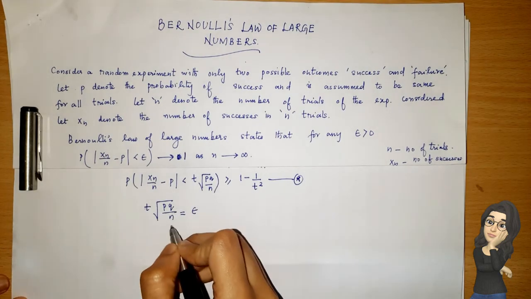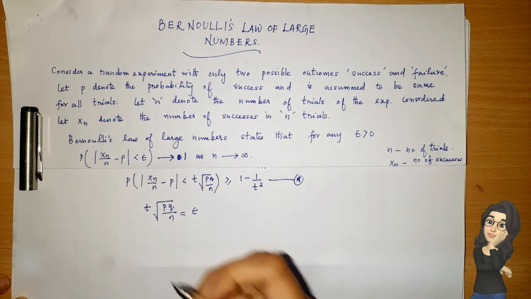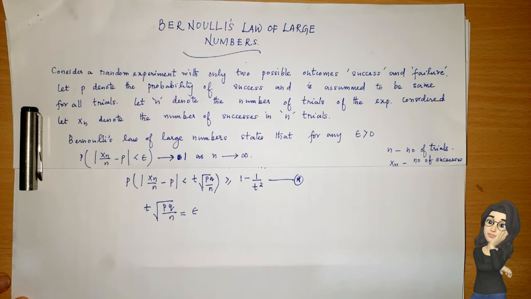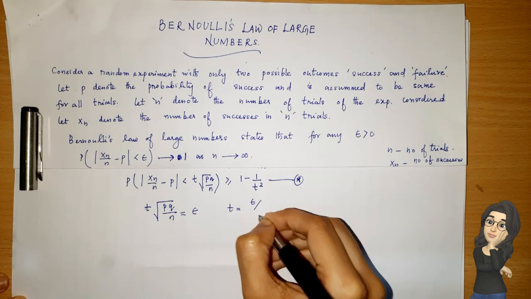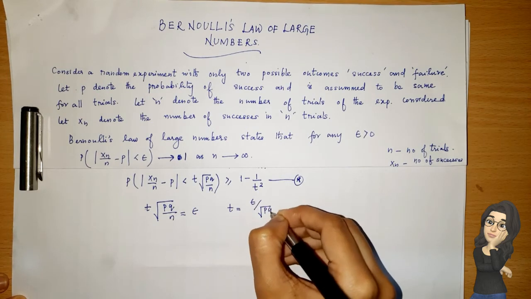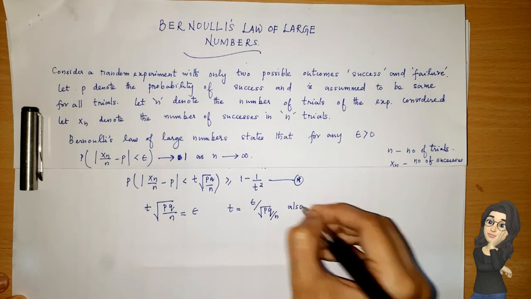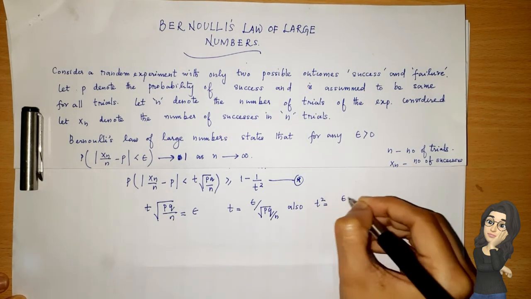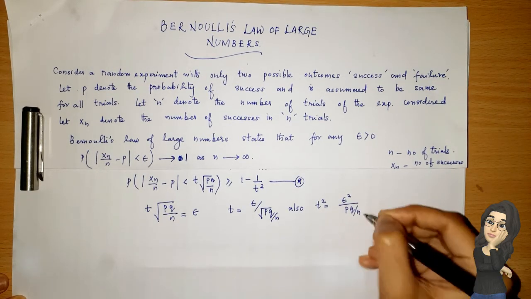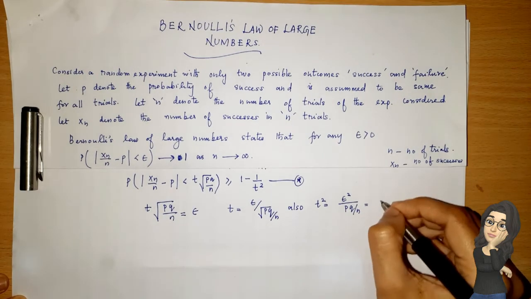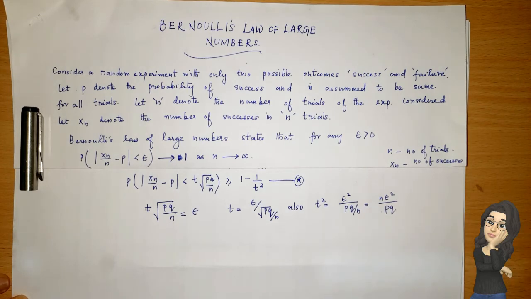T into root PQ by N is equal to epsilon by equating these two. So from here, I will get T is equal to epsilon divided by root PQ by N. Also, T square is equal to epsilon square divided by PQ divided by N, which is equal to N epsilon square divided by PQ.